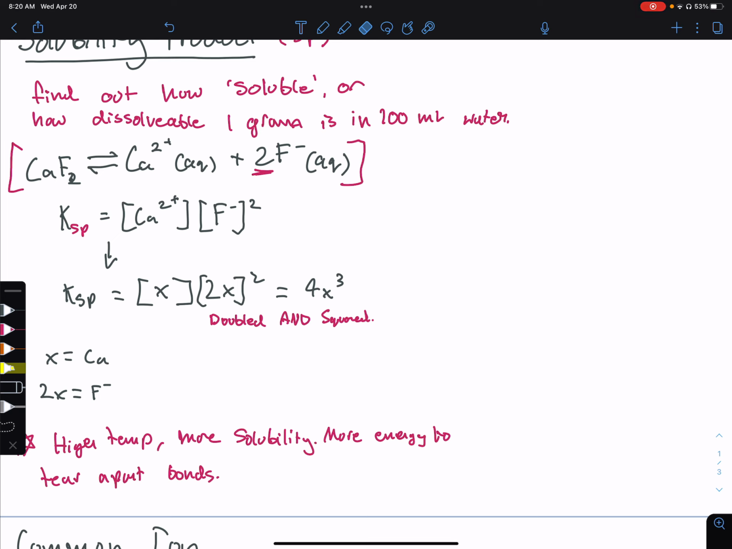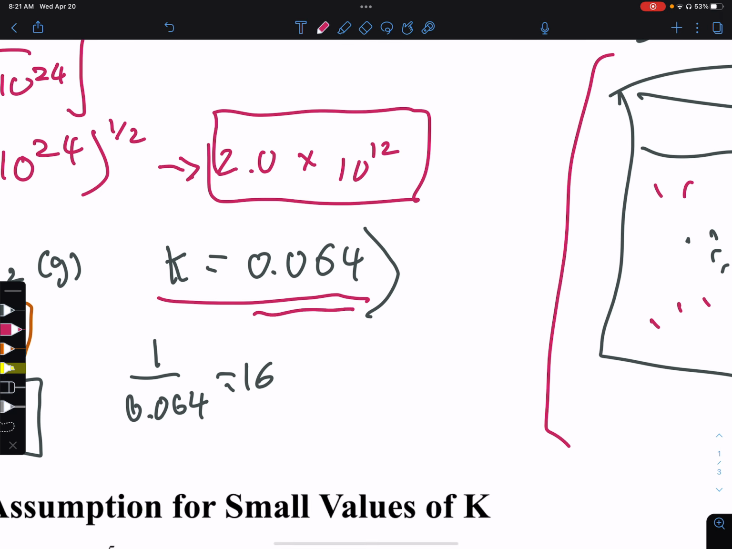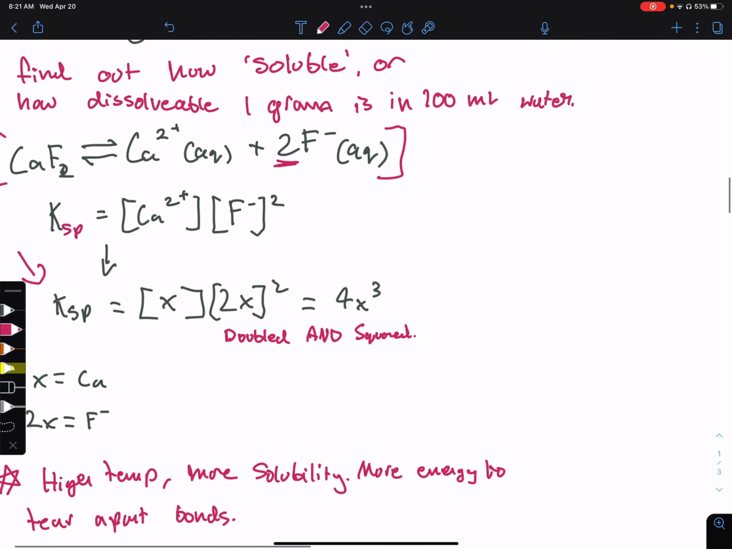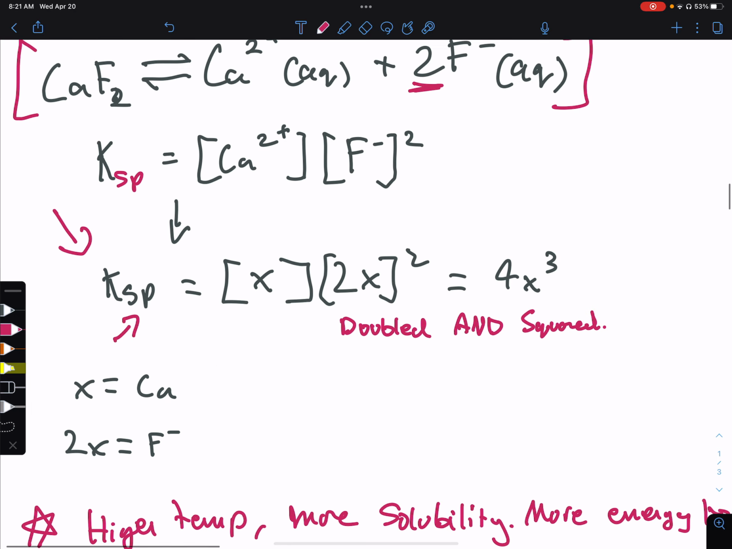So how would we solve something like that? Let's say we're given the Ksp values, and we want to find the actual concentration of each. Let's say over here, the K value was like 0.64. It could be something like that. We plug in that Ksp here, and obviously we're trying to find x. So this Ca becomes x, and this F2 becomes 2x squared.